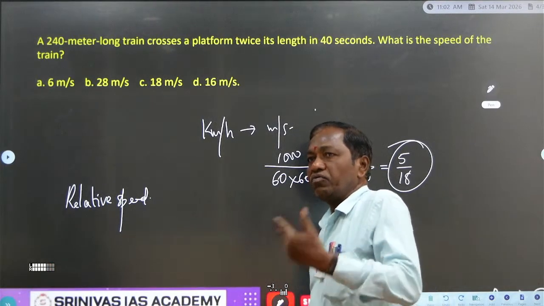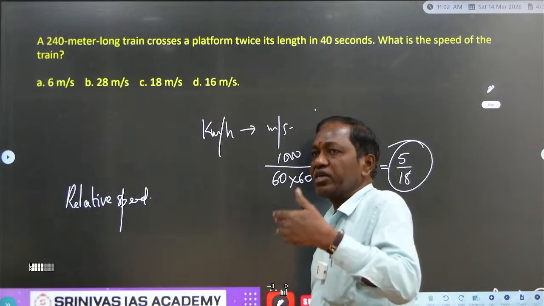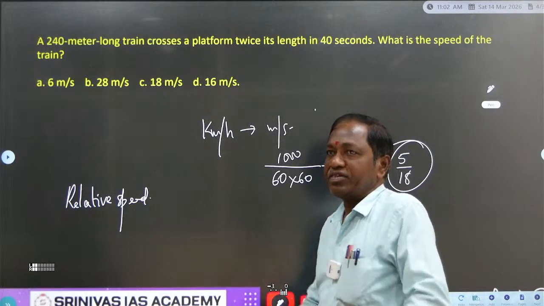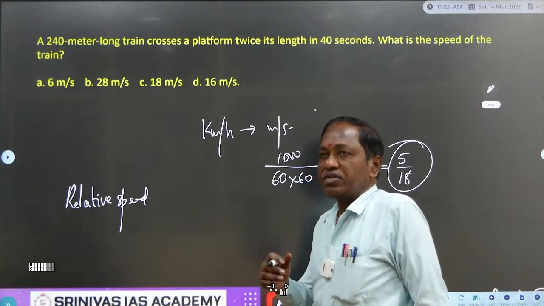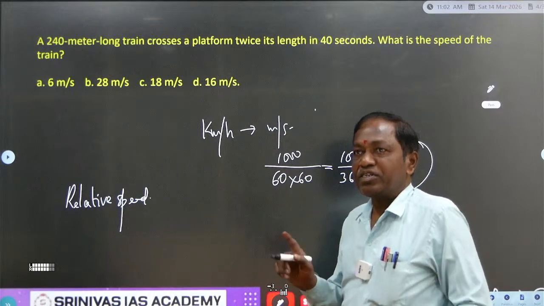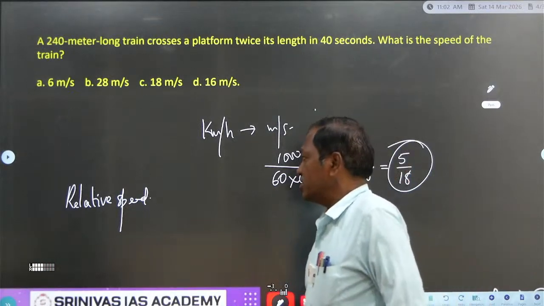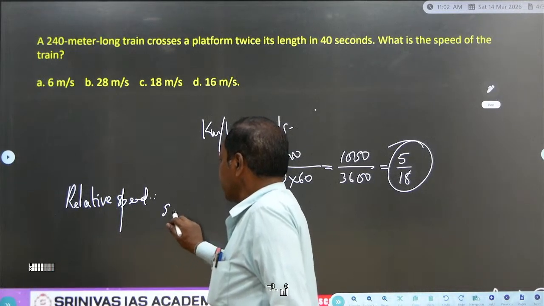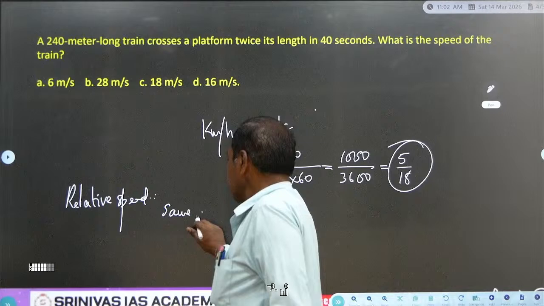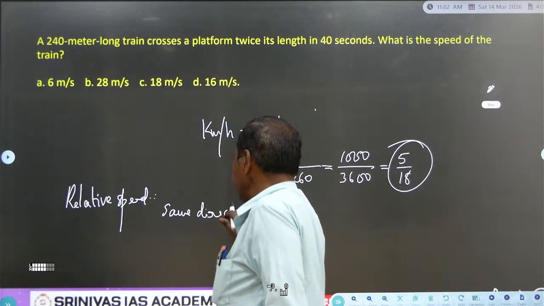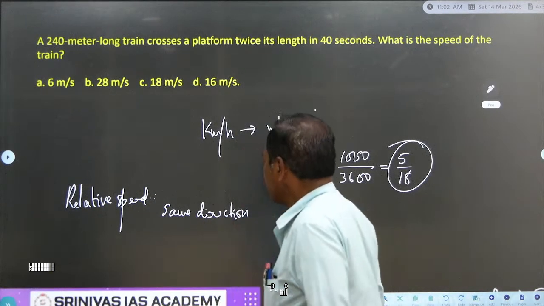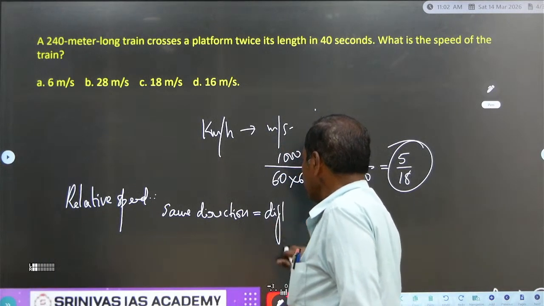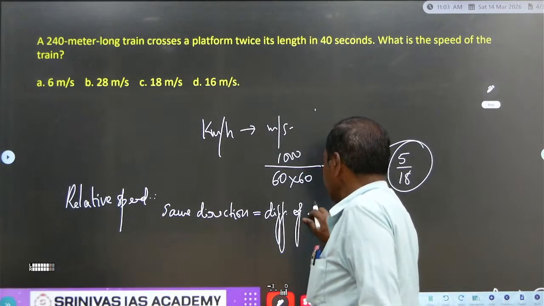Say for example, I am walking at 3 kilometers per hour, you are walking at 4 kilometers per hour in the same direction. What is the difference between you and me in 1 hour? You are walking at 4 kilometers per hour, so 1 kilometer. It means difference of speeds, right? Same direction, so it is equal to the difference of speeds.